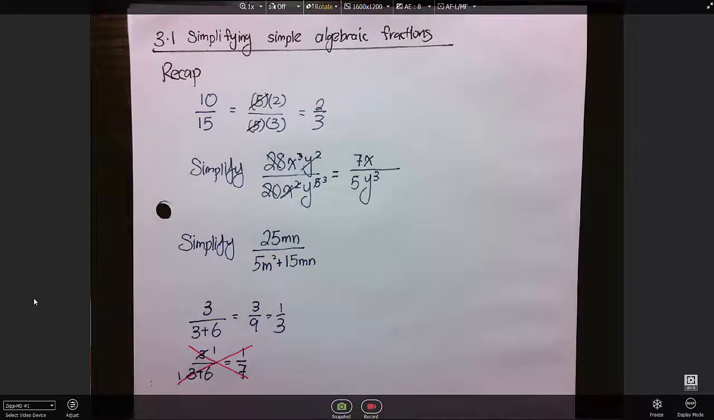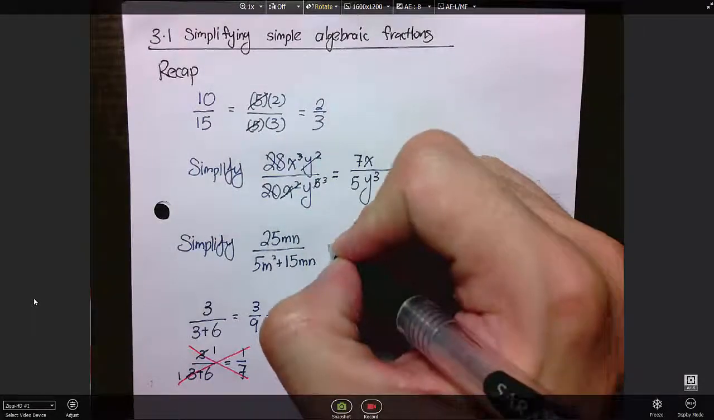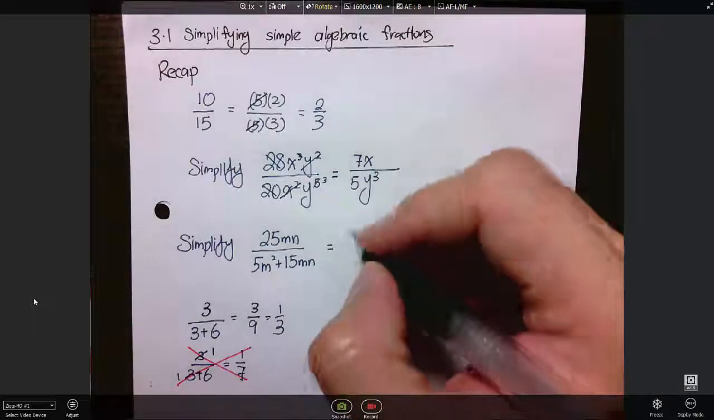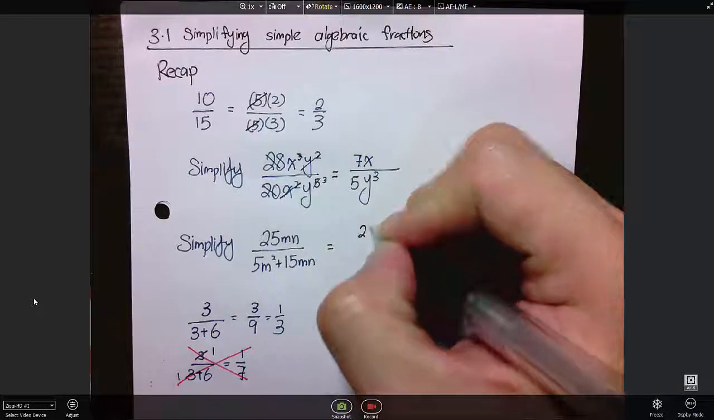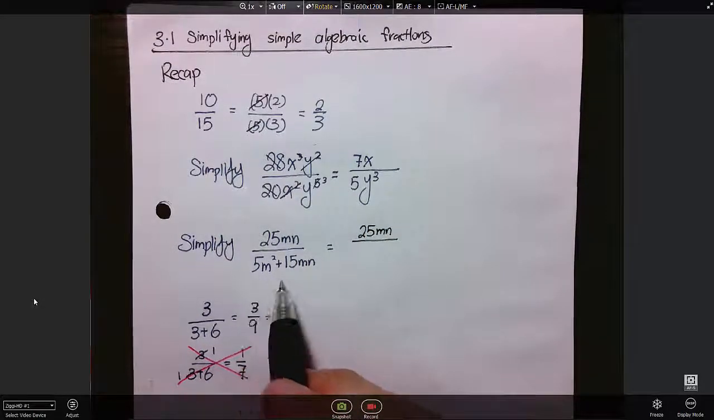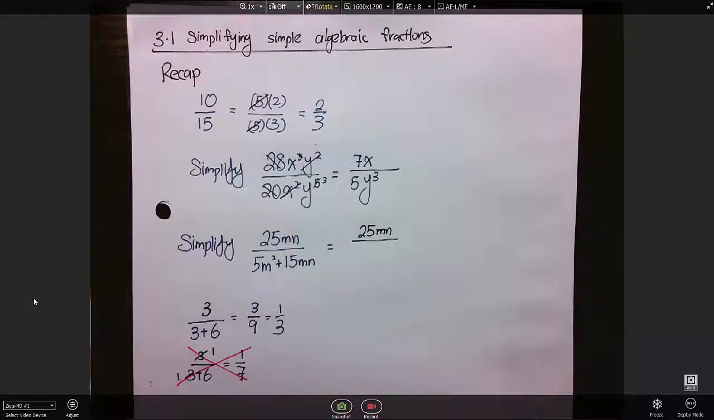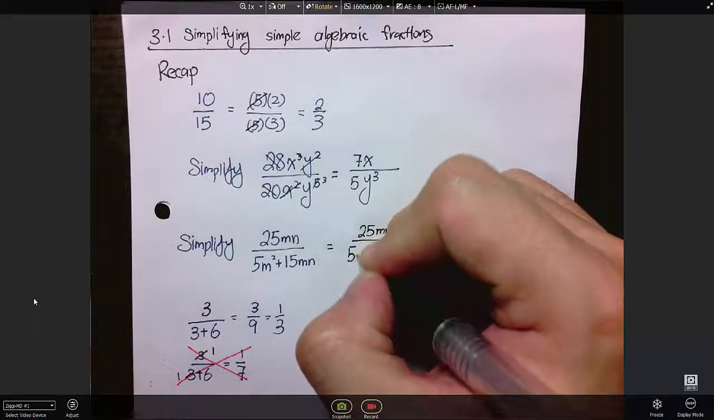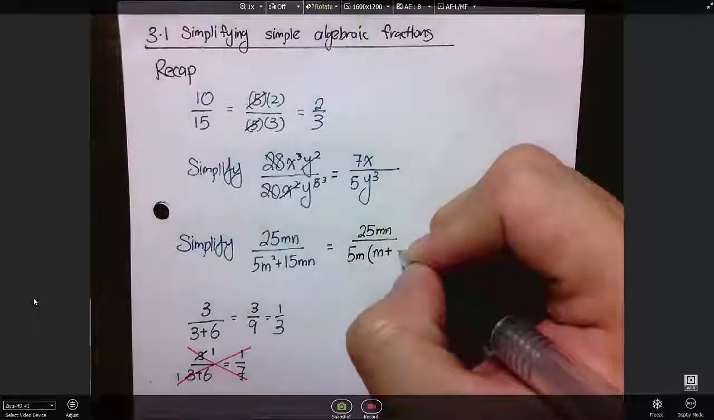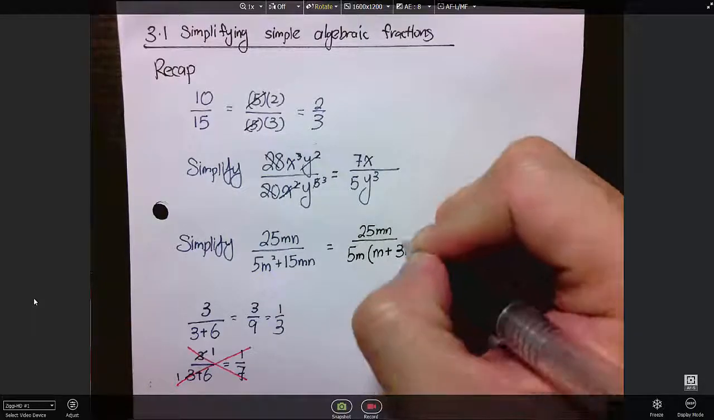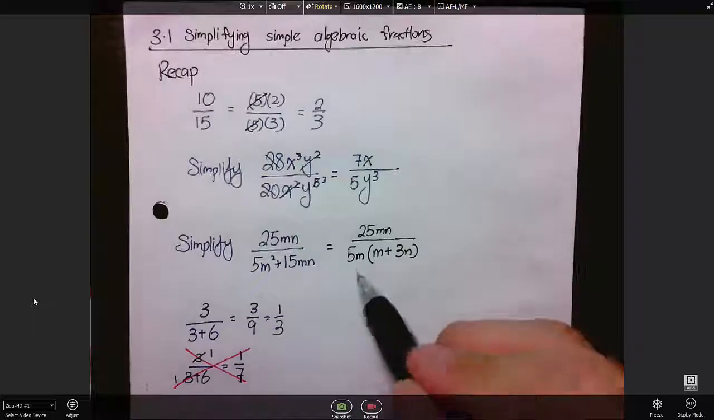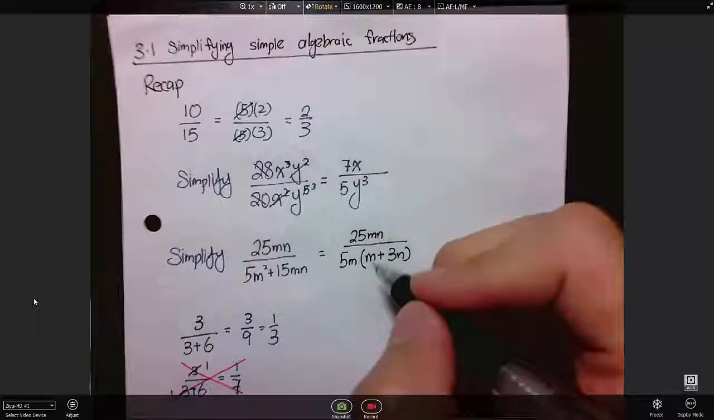So what I have to do down here is this. I see what I can factorize from my numerator and my denominator. So numerator, we leave it as 25mn first. My denominator, 5m squared plus 15mn. What I can factorize from both of them is 5m. So I'm left with m plus 3n, like this.